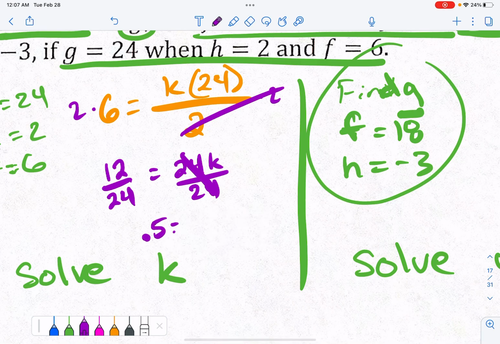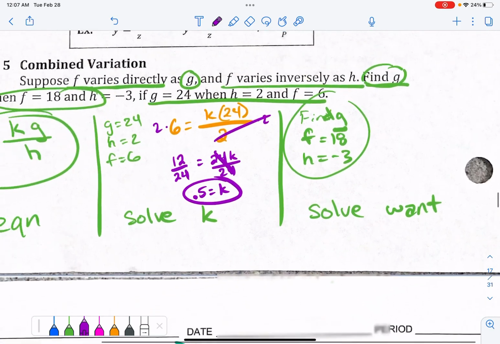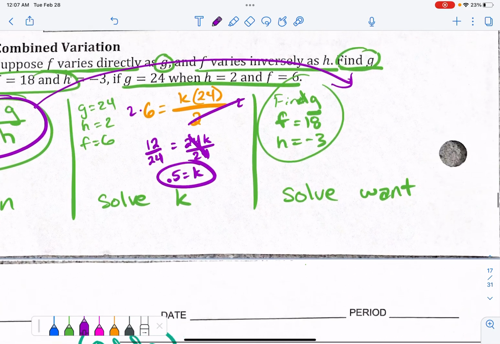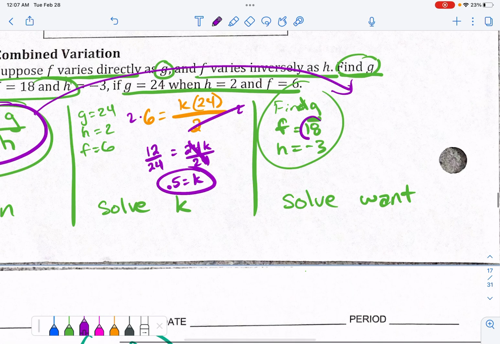So 0.5 is what your K value is. Okay, we've solved for K. The last thing we need to do is rewrite this guy over here and solve for G. So I'm going to put him over here. We know that F is 18.